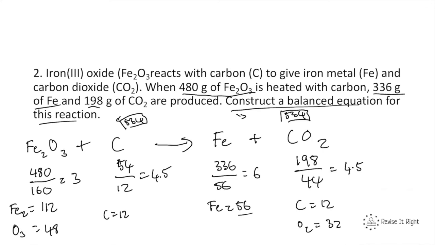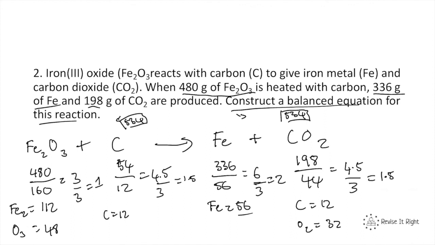Now again, these are just in decimals, so we do need to convert them. Again, we can divide by the lowest one, and the lowest one here is 3. So 3 divided by 3 gives us 1. 4.5 divided by 3 gives us 1.5. And again, we can't use that, so that's going to cause a problem. We'll get to that in a second. 6 divided by 3 gives you 2. And 4.5 again divided by 3 gives you 1.5.